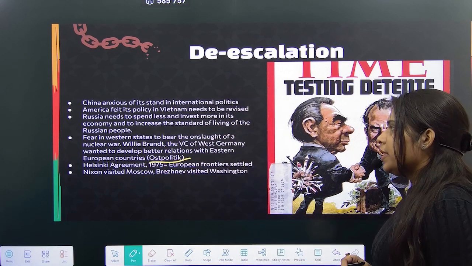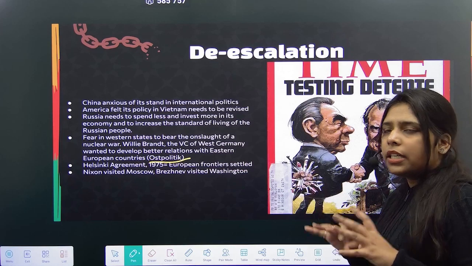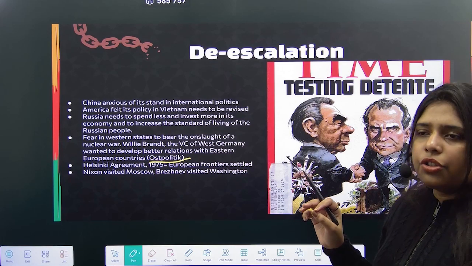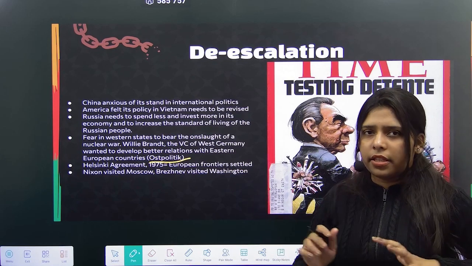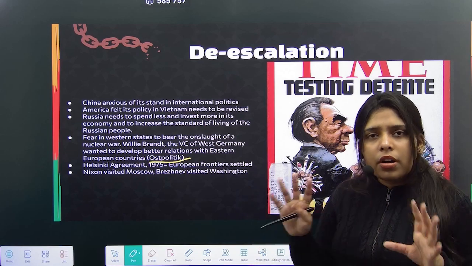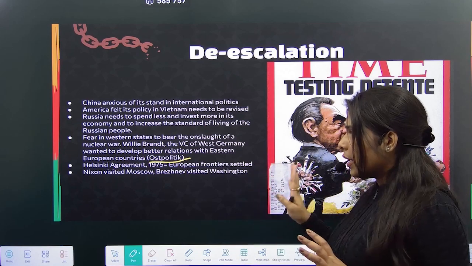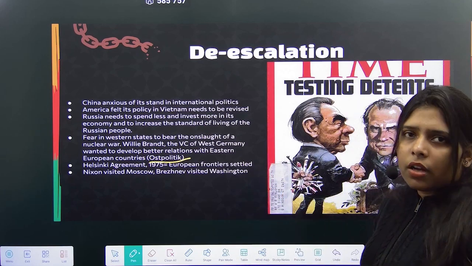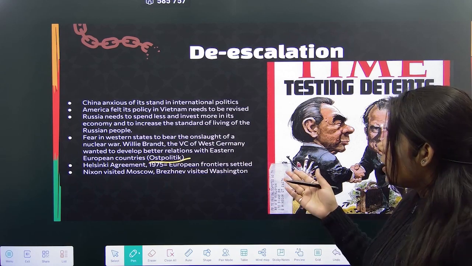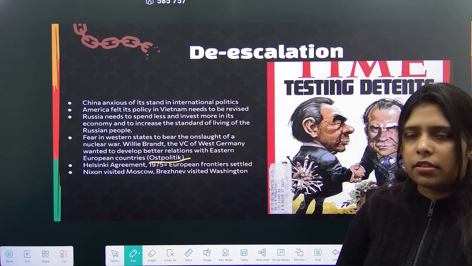The Helsinki agreements were signed in 1975, which settled the European frontiers. Britain, France, the US and the USSR came together and said that finally the borders of European countries are now all settled. Later, we saw that President Richard Nixon visited Moscow, and Brezhnev visited Washington.